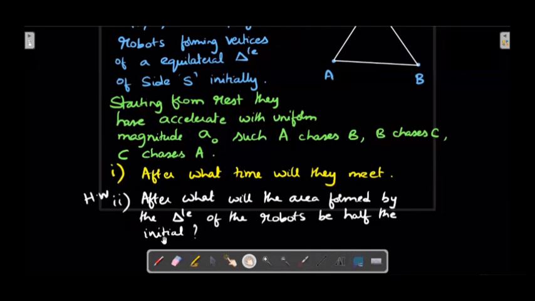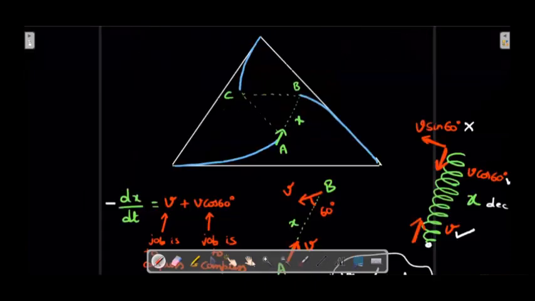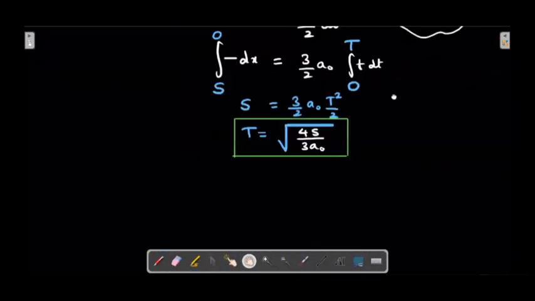After what time? I forgot to write the word time there, so let me fill it up. After what time will the area formed by the triangle of the robots be half the initial? Robots be half the initial. T is silent in robots. So I think we go to the solution of the first question. You will get a hint of what to do in the second question.